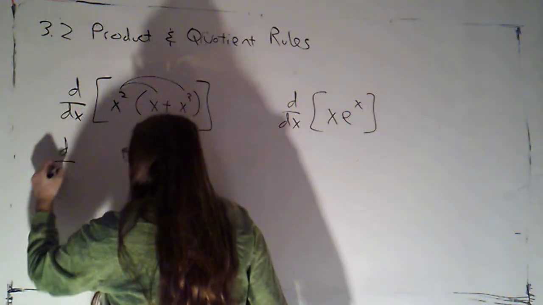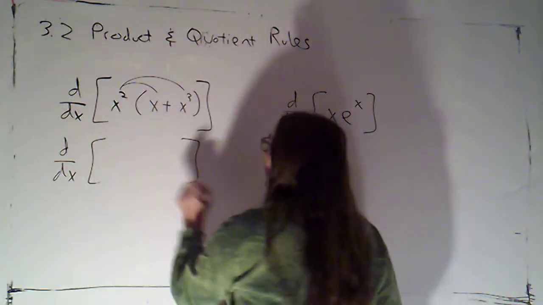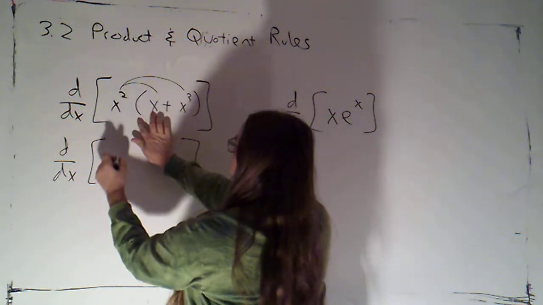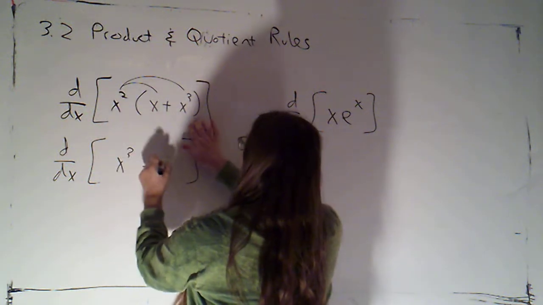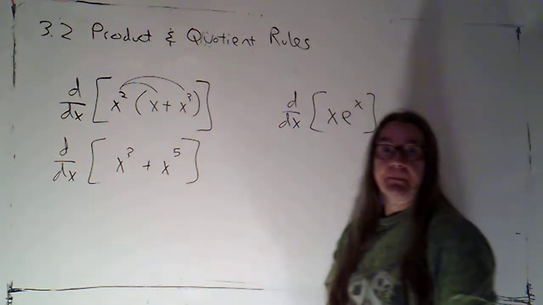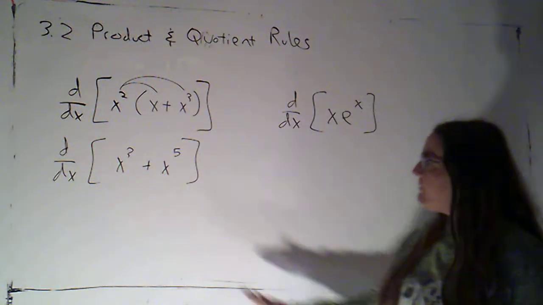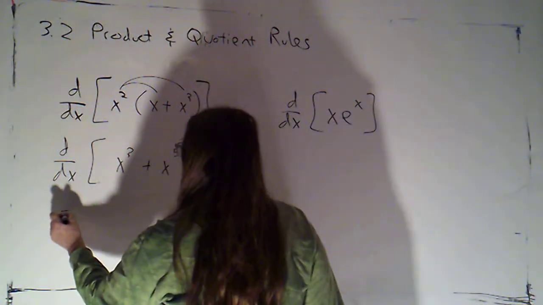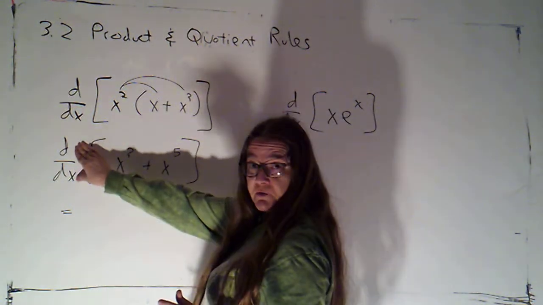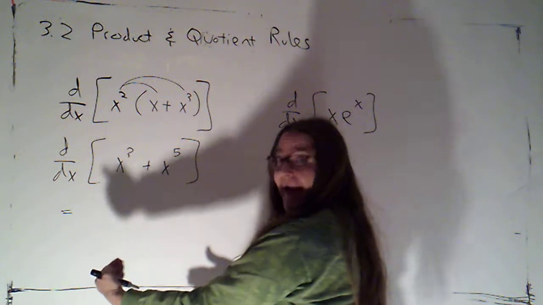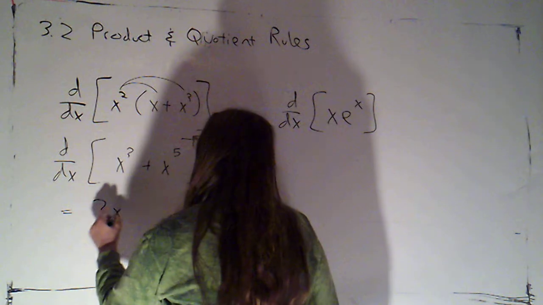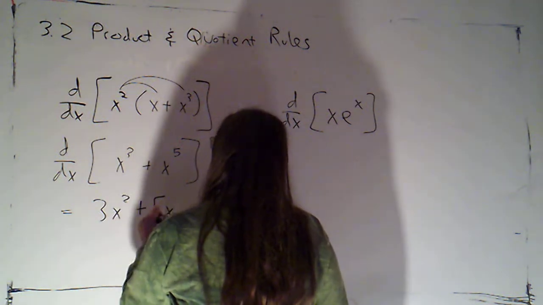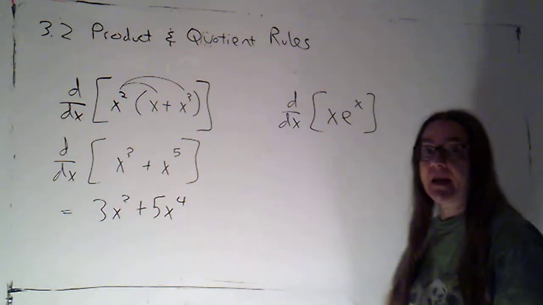So I haven't yet taken the derivative, but inside these brackets, I can simplify this to x cubed plus x to the fifth. Once I've done that, now I just have a sum of two power functions, and I can take the derivative very easily. So now I'm going to drop the derivative operator because I'm going to actually pass to the derivative. That's going to be 3x squared plus 5x to the fourth.